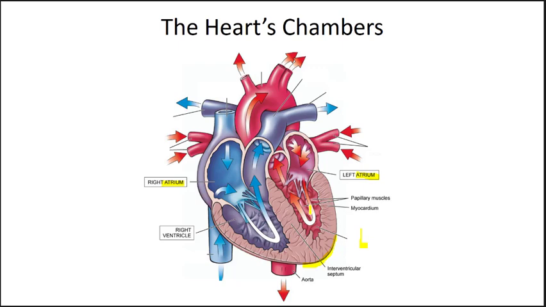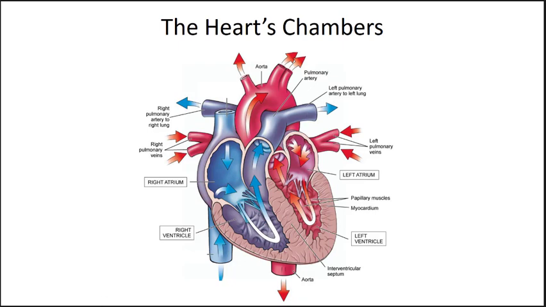The bottom two chambers, the larger chambers that you can see are surrounded by much larger muscle, are called the ventricles. So we have the right ventricle, and then we have the left ventricle. So those are the chambers of the heart. The atria at the top, we have the right and left atrium, the ventricles at the bottom, the right and left ventricles, where blood really moves through the heart.